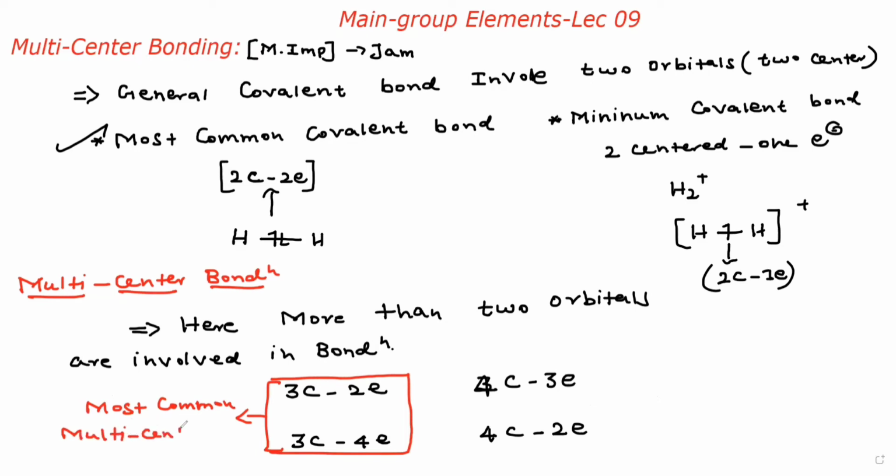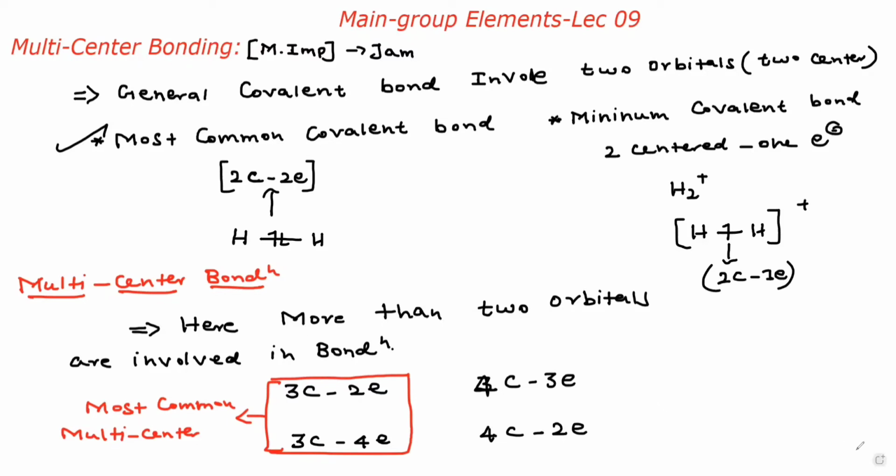In today's class I'm going to discuss the three center, two electron bond, and the three center, four electron bond. First the three center, two electron bond, then the three center, four electron. The best example for three center, two electron is diborane. The best example for three center, four electron is Al2Cl6. Let me start with diborane and finish with Al2Cl6.